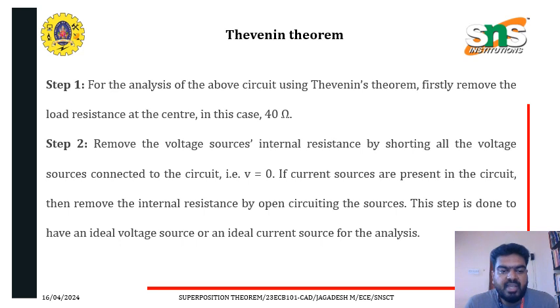The second step is to remove the voltage sources' internal resistance by shorting all the voltage sources connected to the circuit. It is V equal to 0, and V equal to 0 means it is a short circuit. If current sources are present in the circuit, then we have to remove the internal resistance by open circuit. So voltage source means short circuit and current source means open circuit. This step is done to have an ideal voltage source or an ideal current source for the analysis.